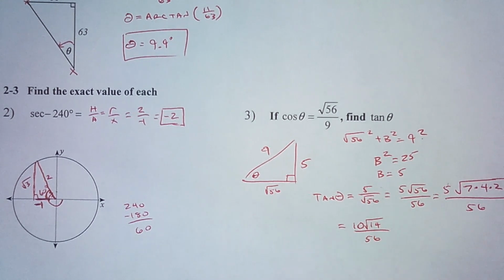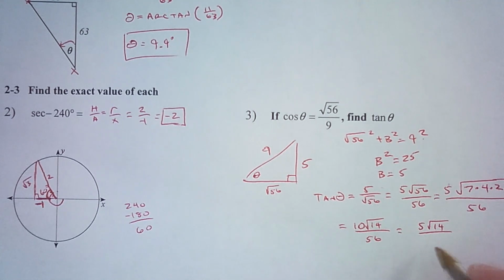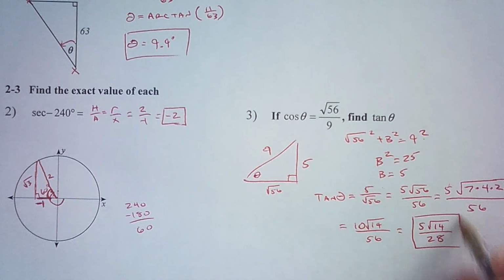And 10 over 56 does simplify. 2 goes into 10 5 times. And 2 goes into 56 28 times. And 5 over 28 does not simplify, so my final answer is 5 root 14 over 28.